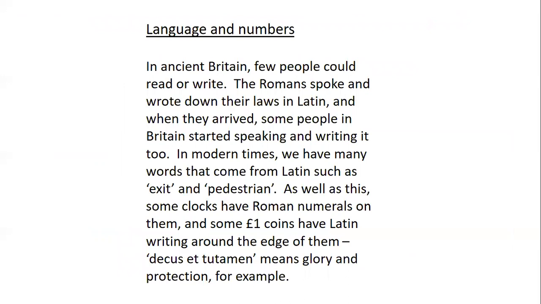So again, I've always started with what happened before the Romans got here, then what the Romans did, and then what happens nowadays, what we're left with nowadays as a result of the Romans being here. So in ancient Britain, few people could read or write. The Romans spoke and wrote down their laws in Latin, and when they arrived, some people in Britain started speaking and writing it too. In modern times, we have many words that come from Latin, such as exit and pedestrian.